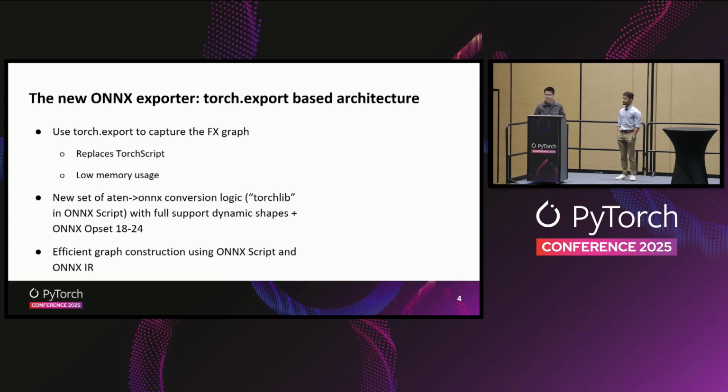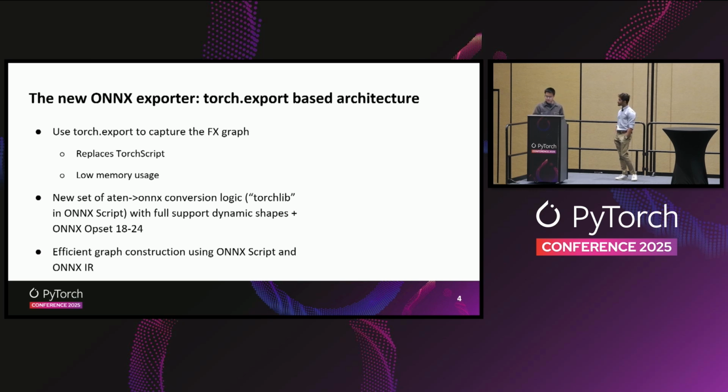To ensure the translation is correct and efficient, we have also implemented a brand new conversion logic library using ONNX Script that we call torch.lib, which has full support for dynamic shapes and for the latest ONNX opsets from 18 to 24. Starting from opset 23, we introduced attention, rotary embedding, and RMS normalization operators in ONNX. This will help you get very clean graphs when you export large language models.